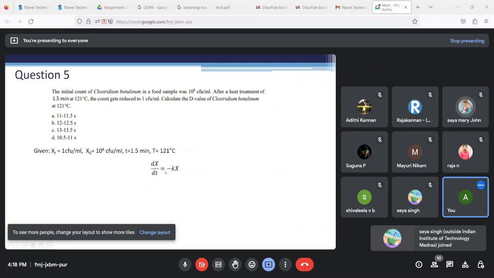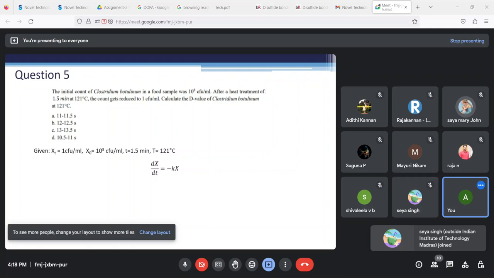So what is the significance of the negative here? Generally, if we remove a proportionality, we just add k. We don't add minus k. What is the significance of a minus k here? The reason we add a negative sign is because we're talking about death kinetics, which means the amount of cells is decreasing with respect to time.